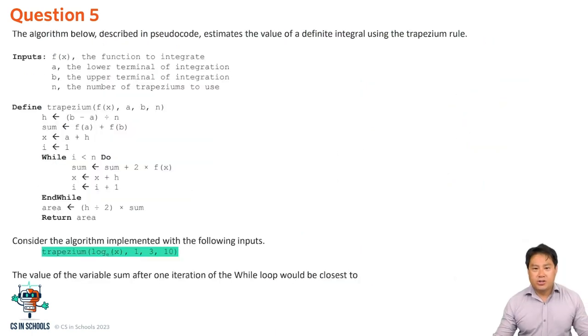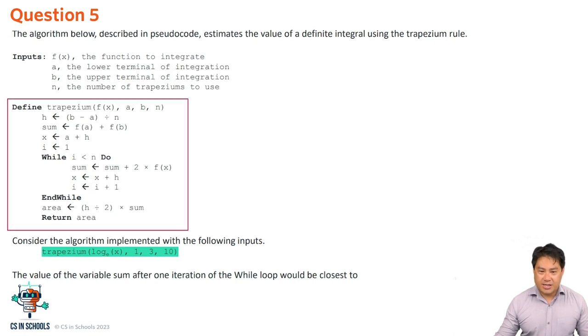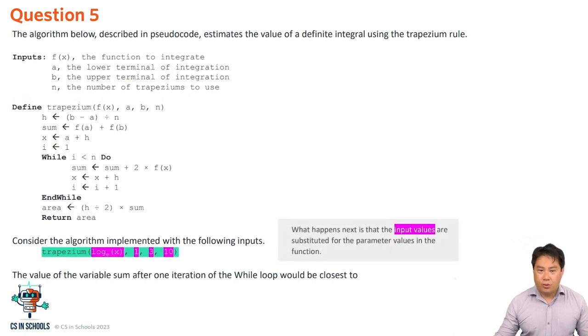Let's go back to the question here. We are asked to consider the algorithm implemented with the following inputs. Those inputs are basically the arguments. We are going to call the trapezium function as indicated by its name. These are the 4 argument values that we are supplied, so we're going to substitute them in for the parameter variables in our trapezium function.